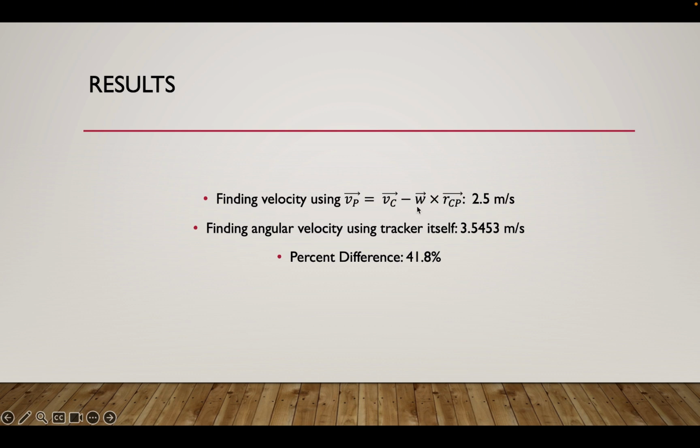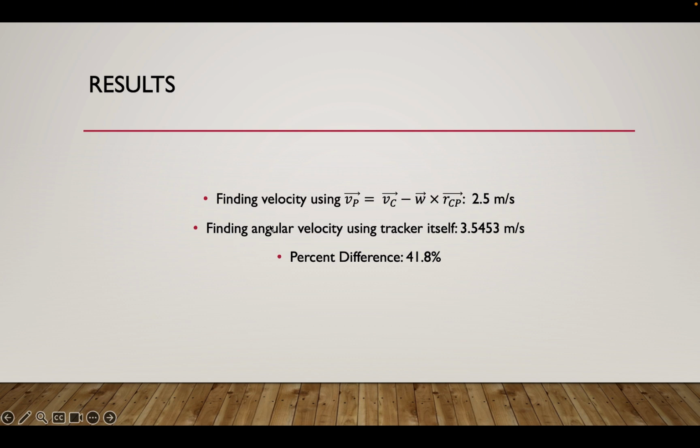I did the same thing with the angular velocity, except I converted it to radians per second first because they gave it to me in degrees, and I multiplied that by the radius of the water bottle. It turned out that VP at the bottom using the equations was about 2.5 meters per second.